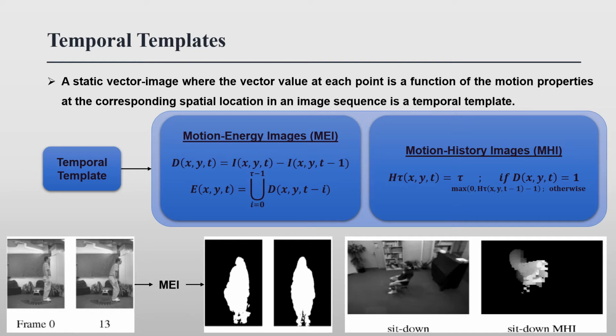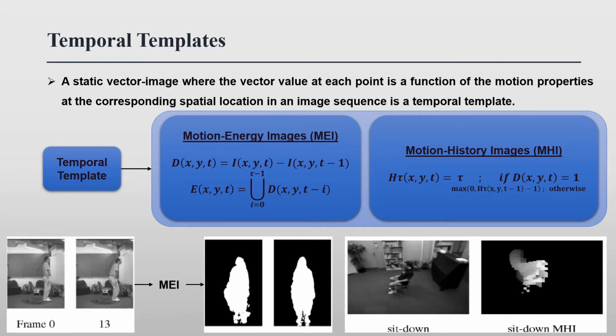To generate the motion energy image, the energy at a particular location x,y and that particular instant t can be generated by the union of all such binary image sequences up to a time tau. This tau is the time duration of a movement. It can vary from one movement to another.